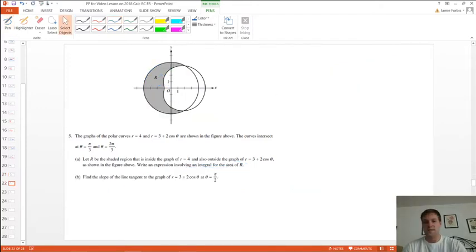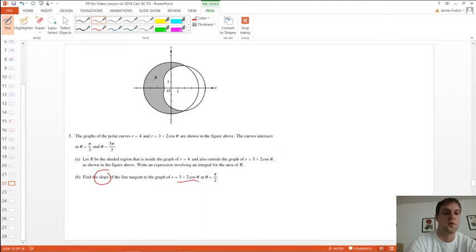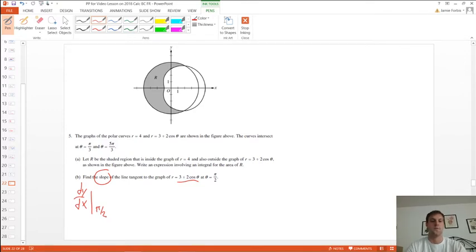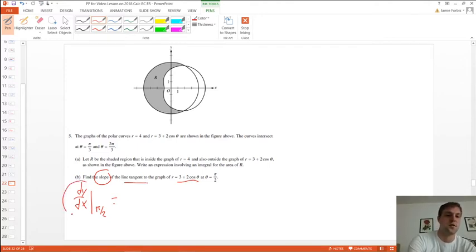All right, B. B says find the slope of the line tangent to the graph of r equals 3 plus 2 cosine theta at theta equals pi over 2. All right, so we're talking about just r equals 3 plus 2 cosine theta, and it wants us to know the slope. So what it's asking us to find is dy over dx evaluated at pi over 2. Okay, so we're going to have to build up to that, right? And if it says slope of the line tangent, just make sure you know that's always dy over dx, not dr over d theta. That's the rate at which the radius is changing with respect to theta, not the slope of the tangent line.